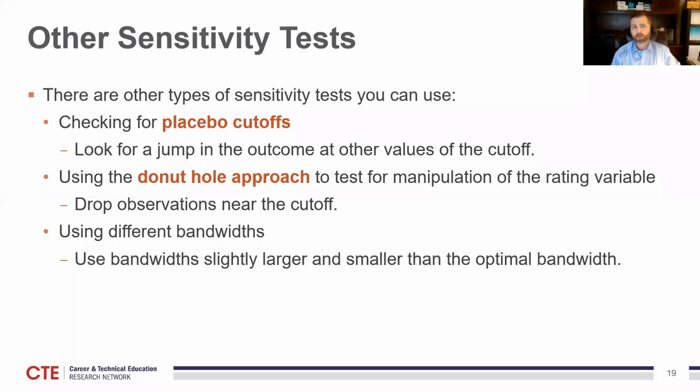You can use something called the donut hole approach to test for manipulation of the rating variable. This approach relies on the intuition that the individuals most likely to be affected by manipulation would be those really close to the cutoff. So if you estimate your model, but you drop the observations in some really small window around the cutoff, and that's what the donut hole refers to, dropping those observations right in the middle, and then you re-estimate the treatment effect.